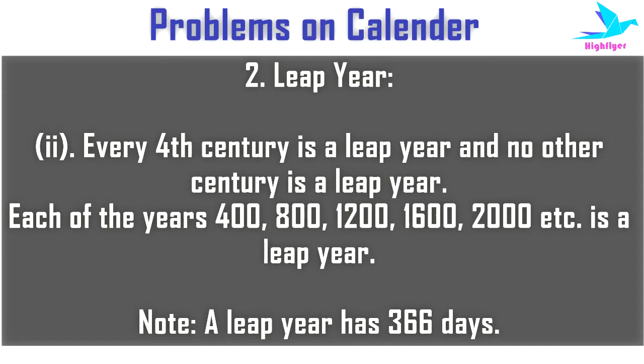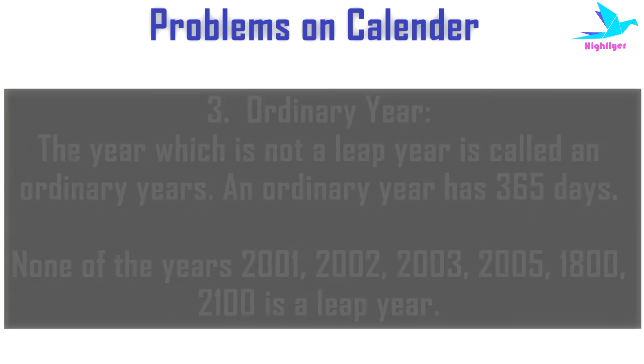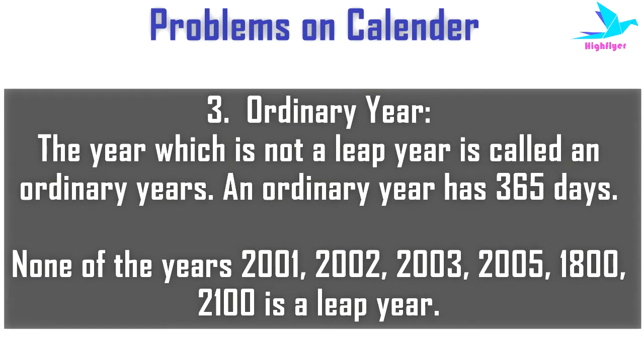Each of the years 400, 800, 1200, 1600 or 2000 etc. is a leap year. Or none of the years like 2001, 2002, 2003, 2005, 1800 or 2100 is a leap year. These years are called ordinary years. The year which is not a leap year is called an ordinary year. An ordinary year has 365 days.